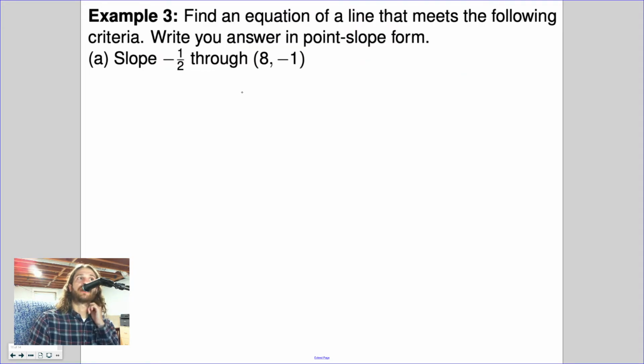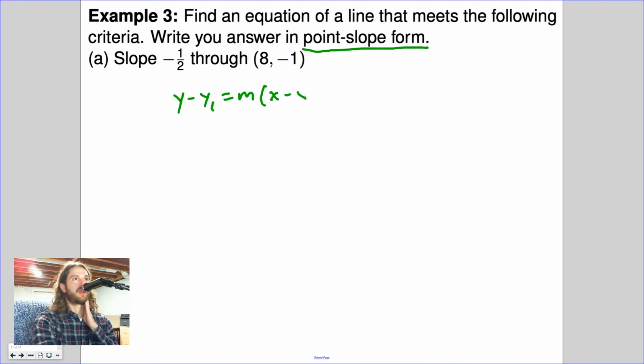All right, so let's practice. I'll do the first one, and this is asking us to write it in point slope. So we start with y minus y1 equals m times x minus x1. You can't write this enough, apparently. This right here is x1, the x value of my point. This is the y value of my point. So they go into these slots. All we do is plug them in.